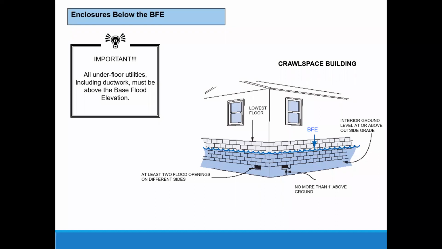And then the openings have to be equal to 1 square inch of net opening per every square foot of enclosed space. And so that's the 1-to-1 ratio that's required for enclosures like this. And we'll talk about wet flood proofing, but the requirement for flood openings like that is the same. And so again, that equalizes the pressure.